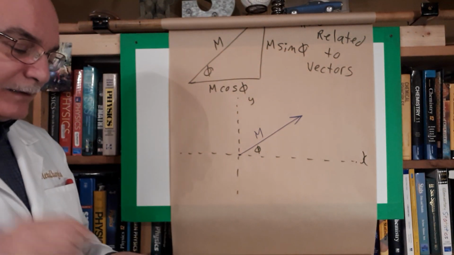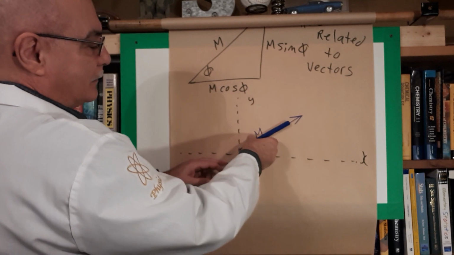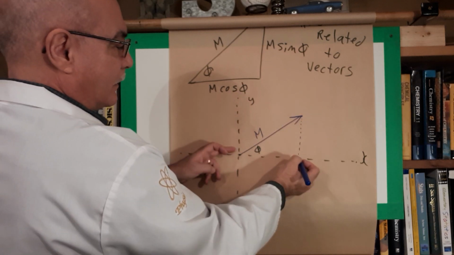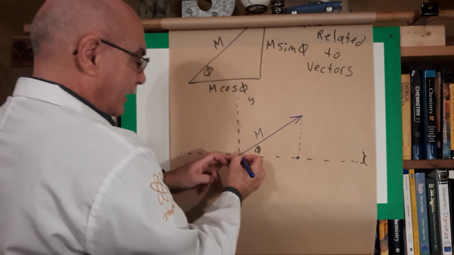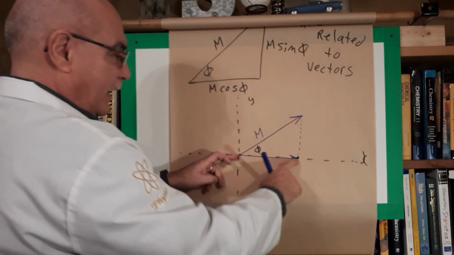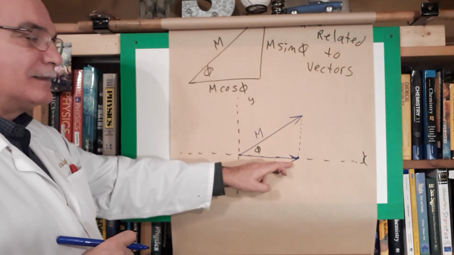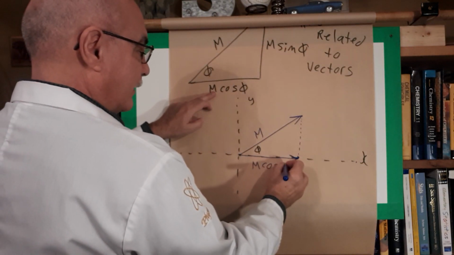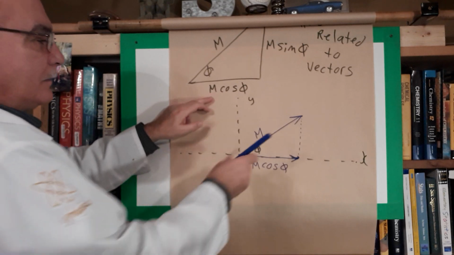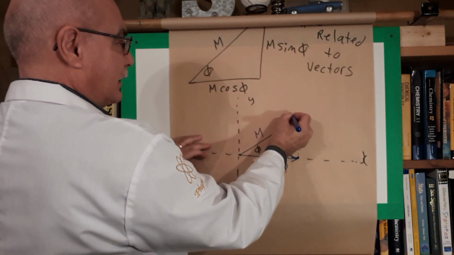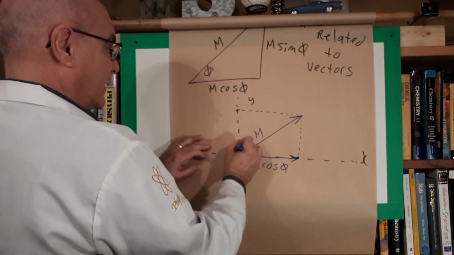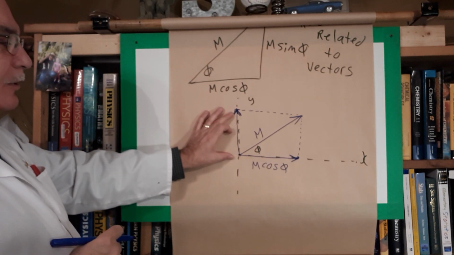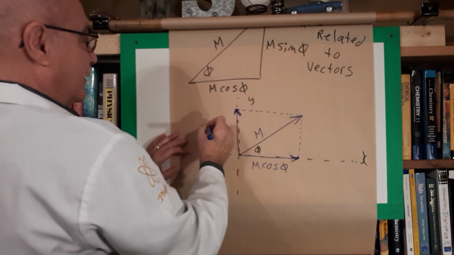To resolve this vector into its x and y components, what we need to do is project this down onto the x-axis. By doing that, we just simply draw a line which is parallel to the y-axis, and it touches the x-axis here. The length of this, or the magnitude of this vector here along the x-axis, in terms of what we had earlier, is m cosine theta. And if I were to project this onto the y-axis, I get a vector going up the y-axis, which would be the y component. And the magnitude of the y component would be m sine theta.